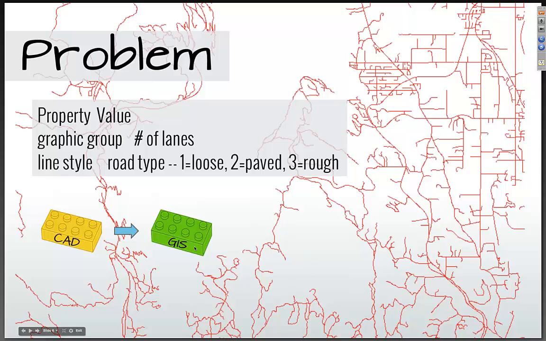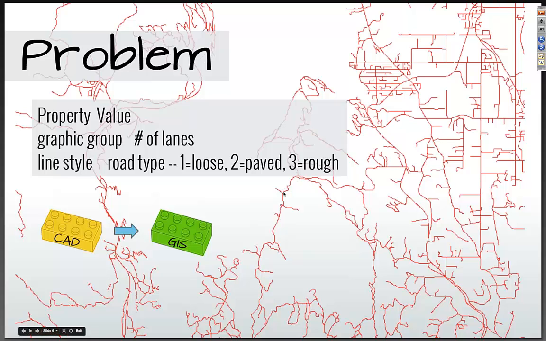And again, the graphic group, if you're a MicroStation person, that was a nice bit of 16 bits there that you could tuck values into, in no sense letting that go to waste. And so people would do things like put, say, the number of lanes in there. In this example, that's the case. Or they might have also put things into the line style, like the road type in this case, where 1 meant it's a loose road, 2 means it's paved, 3 means it's rough.